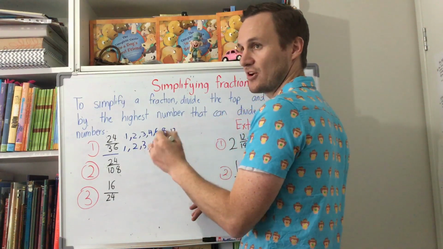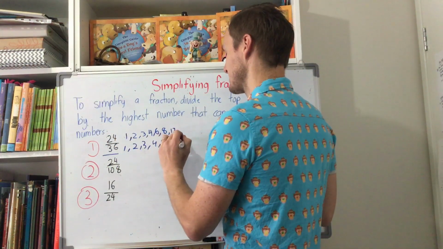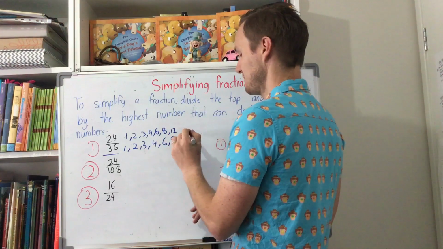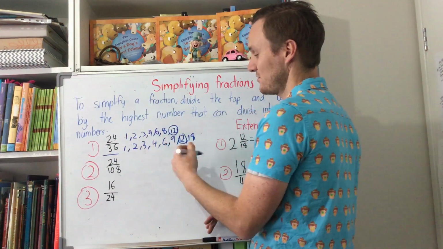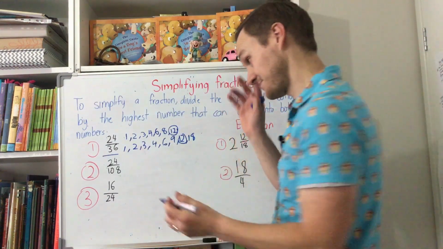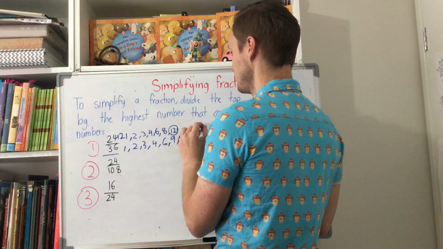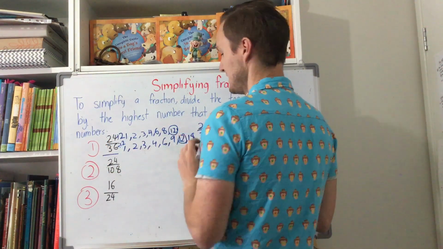10, no. 11, no. 12? 12, 24, 36. So 12 works as well. 18 also would go into it as well. But you can see here that there's a lot that have in common, but the highest common factor here is 12, so we're going to divide both by 12. So if we do 24 divided by 12, the answer would be 2, and 36 divided by 12, the answer would be 3. The answer is 2/3.